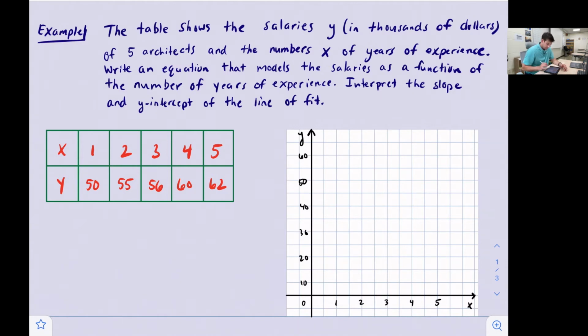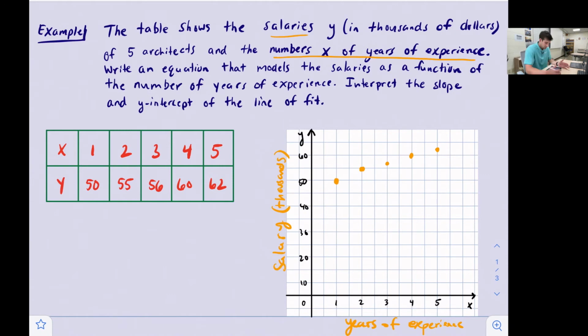So we can label our axis here. X is years of experience. And y is going to be salary, and that is in thousands of dollars, okay? So our first point is (1, 50), (2, 55), (3, 56), (4, 60), missed that point there, (3, 56), here we go, (4, 60), and (5, 62). So somewhere right in there, okay?